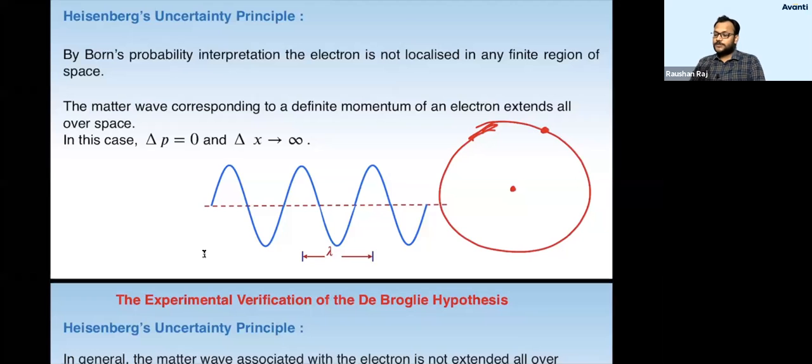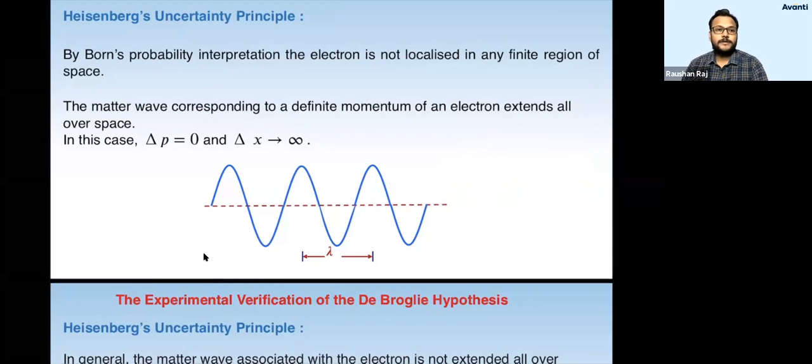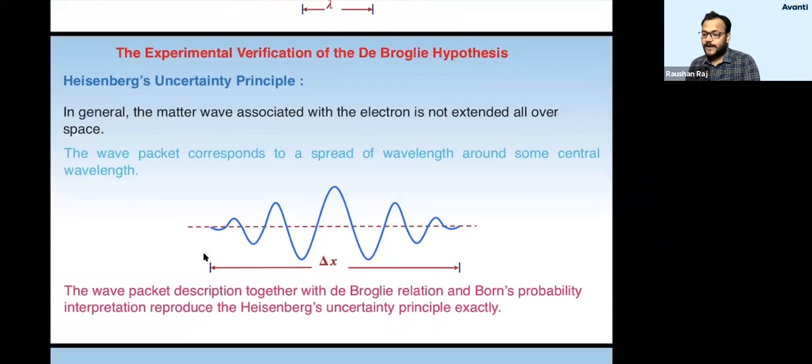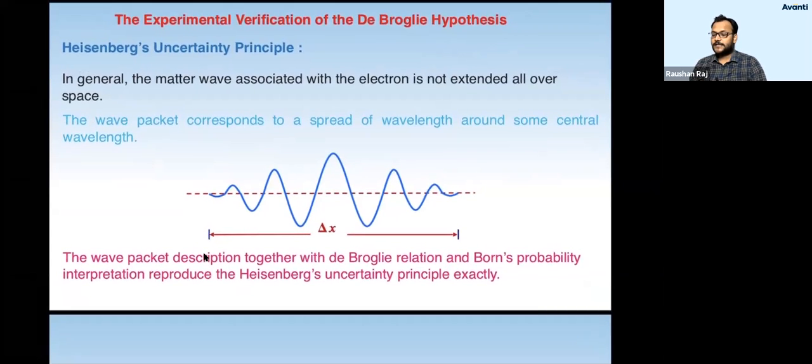That is why Bohr's model of atom जो था हमारा, that is not valid for all the atoms. That was actually वो basic था पहले बताने के लिए. ठीक है, चलिए. So in general, the matter wave associated with the electron is not extended all over the space.